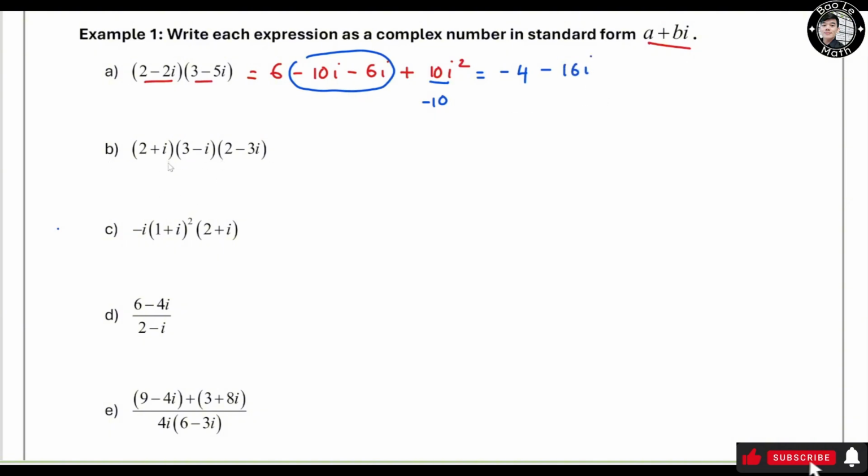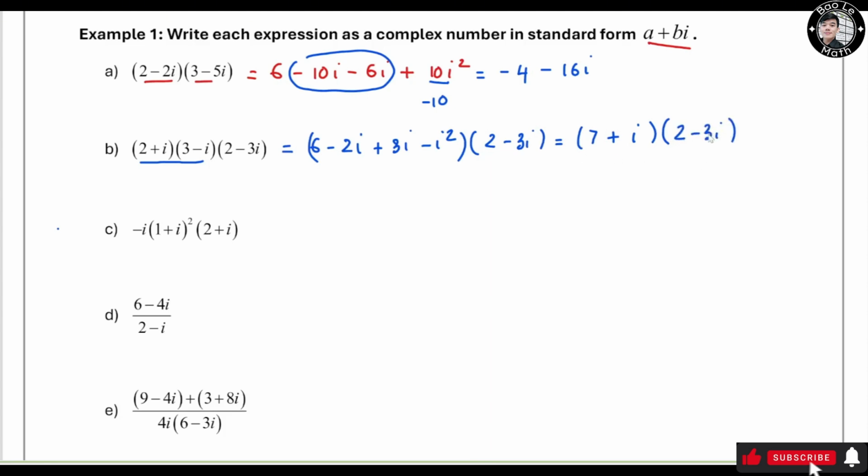Now question B. We're going to distribute the first two factors right here first, right? So we have 6 minus 2i plus 3i minus i squared, right? Multiply by 2 minus 3i. Now we're going to simplify this. i squared equals negative 1, so this turns out to be 1, right? So it could be 1 plus 6, it could be 7, right? Negative 2i plus 3i is going to be 1i, right? And then times 2 minus 3i.